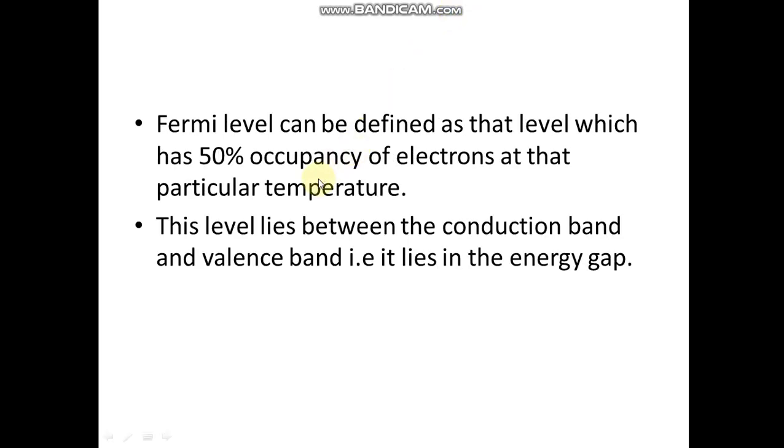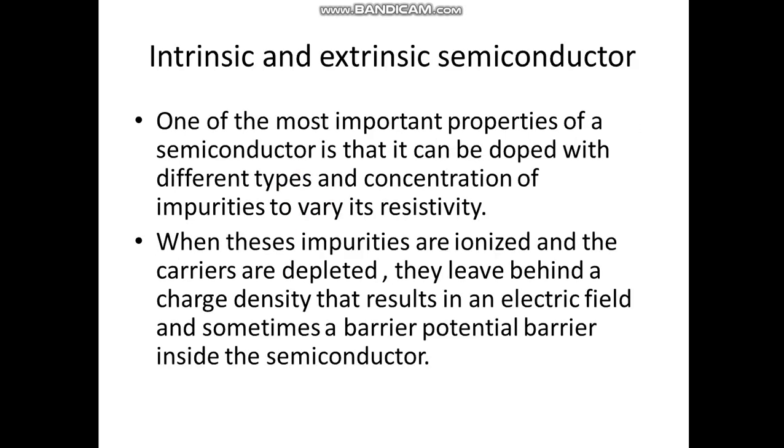First of all, we will define what the Fermi level is. The Fermi level can be defined as that level which has 50% occupancy of electrons at that particular temperature. This level lies between the conduction band and the valence band, that is, it can lie anywhere within the energy gap. Now we have two types of semiconductors, the intrinsic and the extrinsic semiconductors.